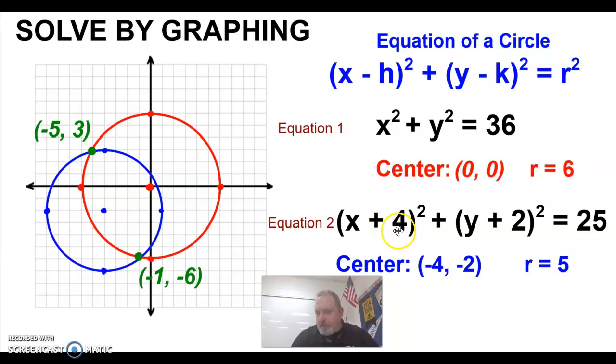Equation 2, you've got x plus 4 squared, y plus 2 squared. So my center point, again, is the opposite of this: -4, -2. So there's my center point with a radius of 5. So again, up 5, down 5, right 5, and left 5. And so when I make this second circle, you can see that we have two intersection points here. And that occurs at -5, 3, and -1, -6.